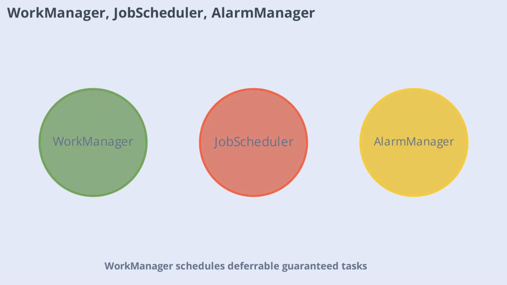WorkManager schedules deferrable, guaranteed tasks, suitable for background data sync or uploads. JobScheduler manages long-running background jobs under system constraints like battery or network. AlarmManager schedules tasks at specific times but doesn't guarantee execution if the device sleeps. Choosing the right manager depends on task requirements, execution guarantees, and system optimizations. These tools are vital for robust background processing in Android.